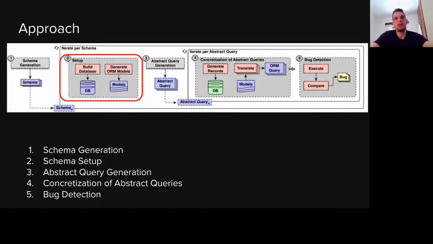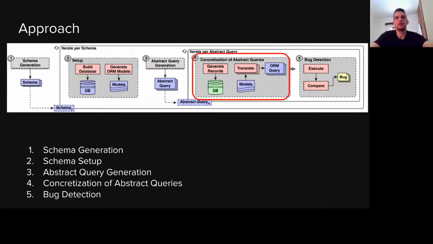Having set up our database and the corresponding ORM models, we are now able to query these models using the APIs of the ORMs at test. To do so, we proceed to the third phase called abstract query generation, where we generate a number of queries written in an abstract query language used to provide us with a common reference for testing ORMs.